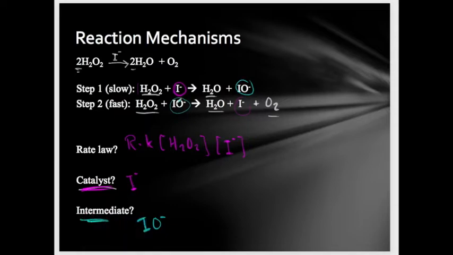Intermediates get produced, but then consumed again. Catalyst gets consumed, but then produced again. The catalyst gets recycled. You will actually see the catalyst overall. It doesn't take part in the chemical change. It facilitates the chemical change. You end up with it at the end, but an intermediate you do not. An intermediate, just what it sounds like, is only present in the middle, between the steps. Between the steps I have some IO minus, but after this last step it's gotten consumed again, okay?